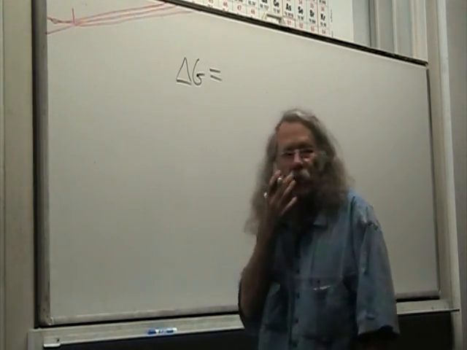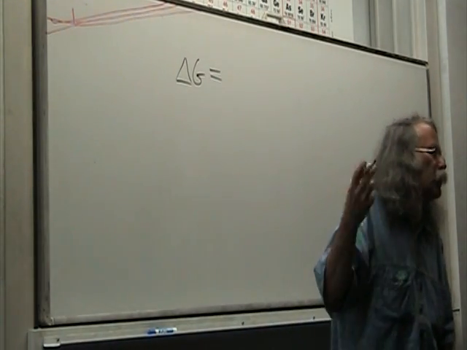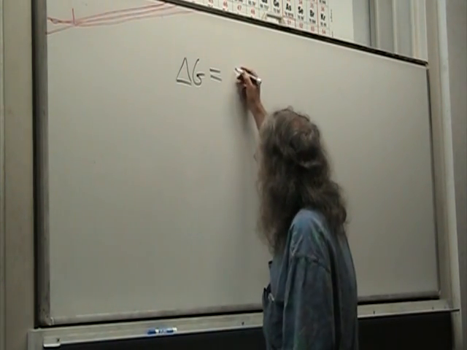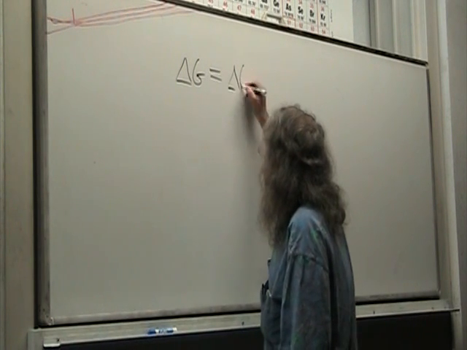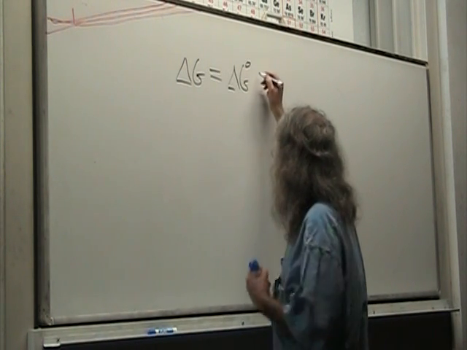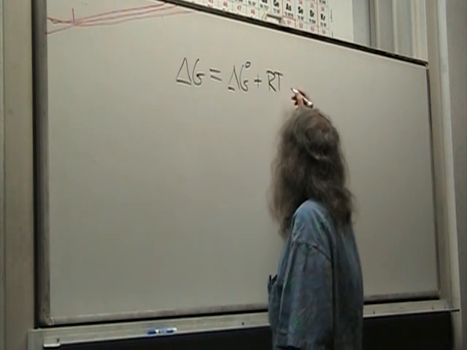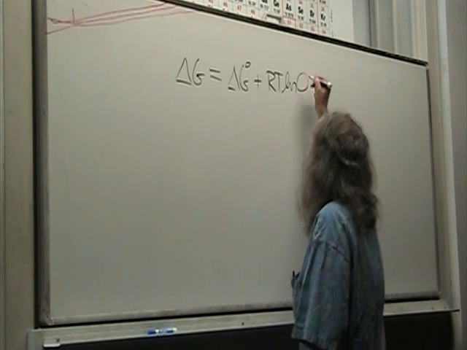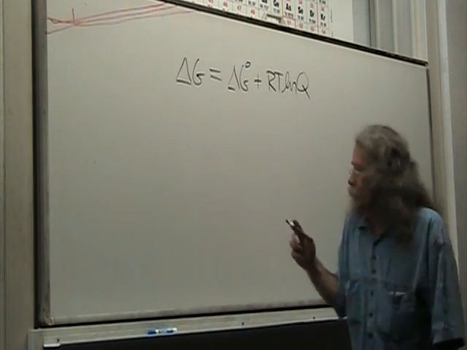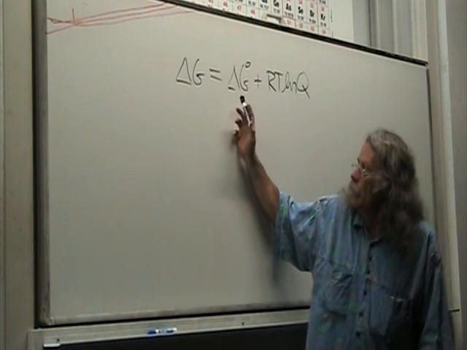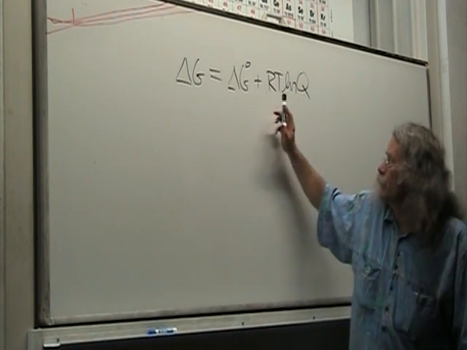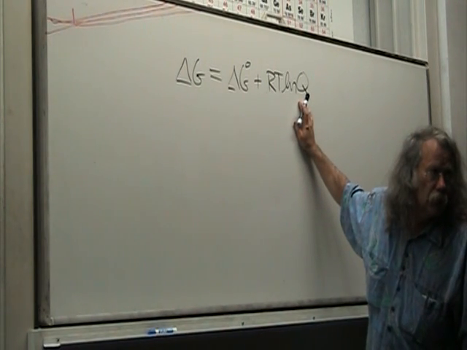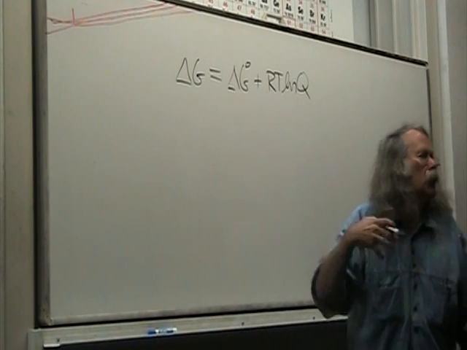We know that delta G has various representations, but the one that's most convenient for this particular problem is the expression of delta G in terms of the free energy under standard conditions plus a term which takes into account the reaction quotient. This one is the basis we use.